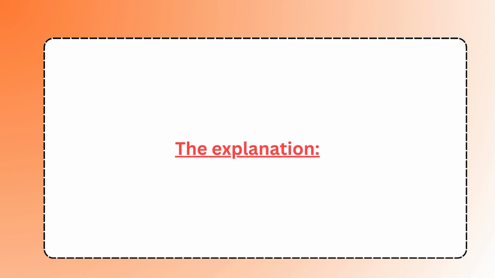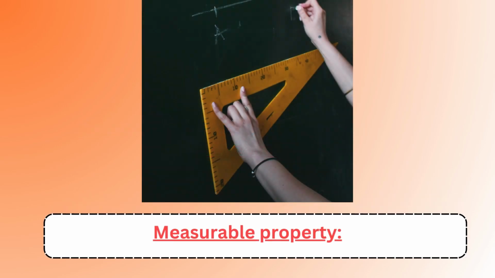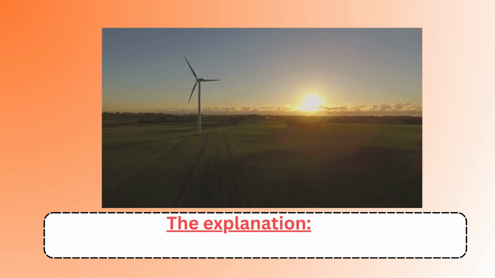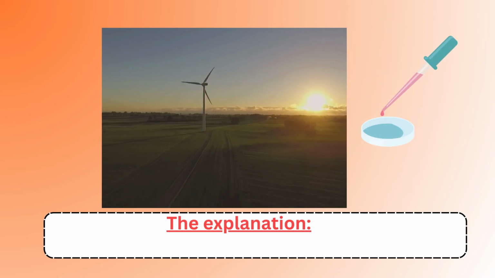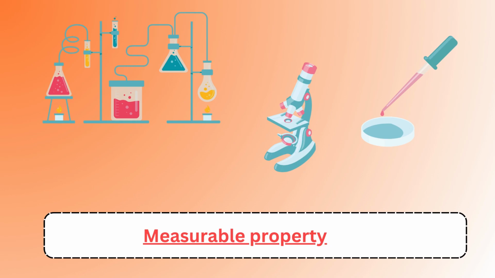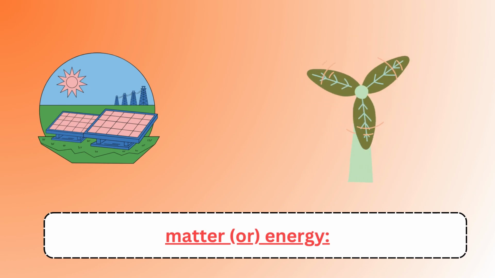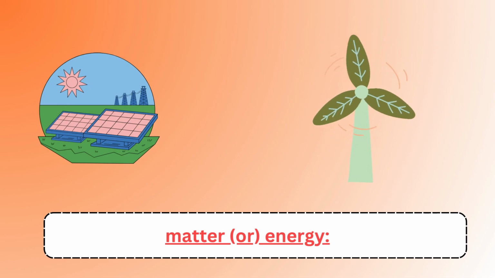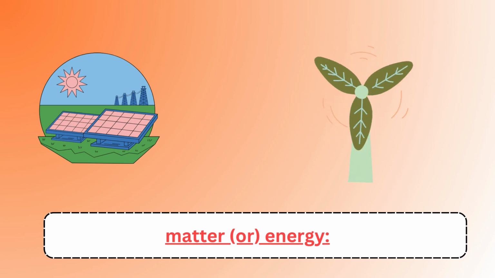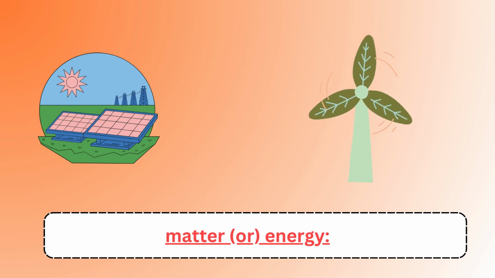Let's break this down into simpler parts. Measurable property: this means that the characteristic can be assigned a numerical value. It's not just a qualitative description like hot or cold. We can measure it with some kind of instrument or even through careful observation. Matter or energy: physical quantities can describe anything in the physical world, whether it's a solid object like a book, or a form of energy like light.